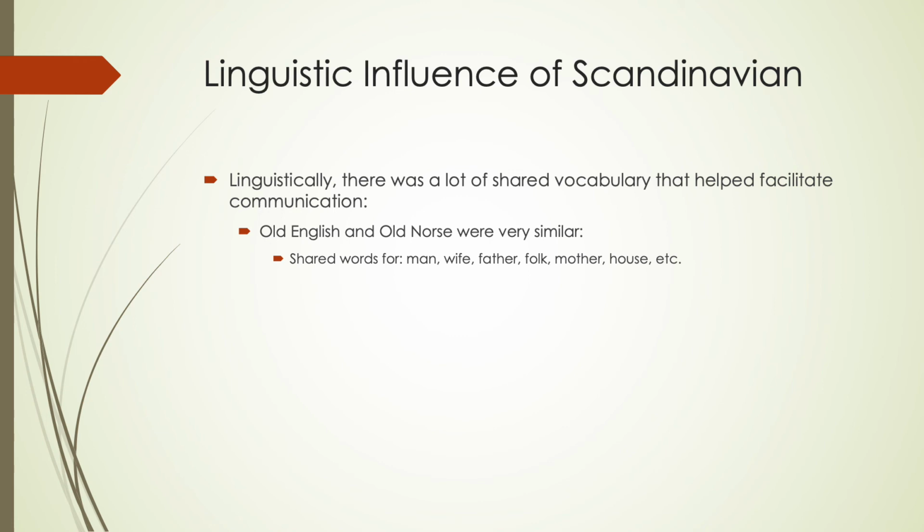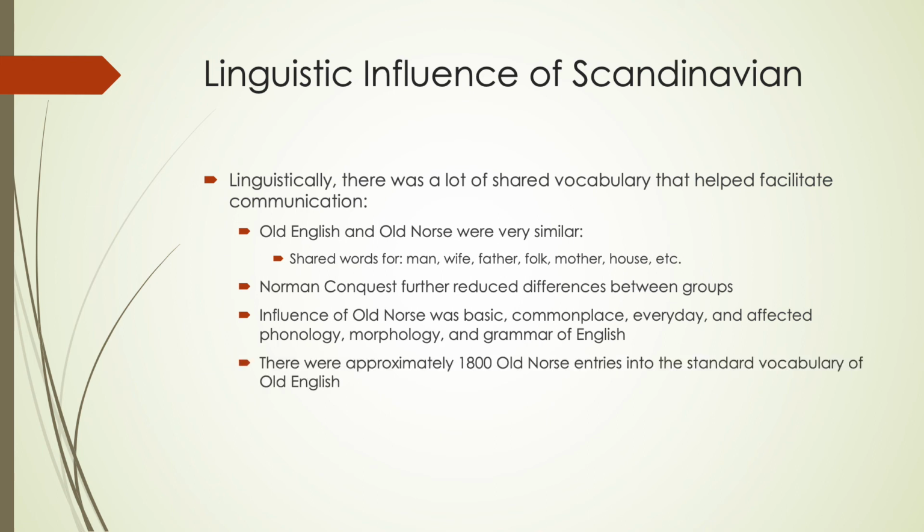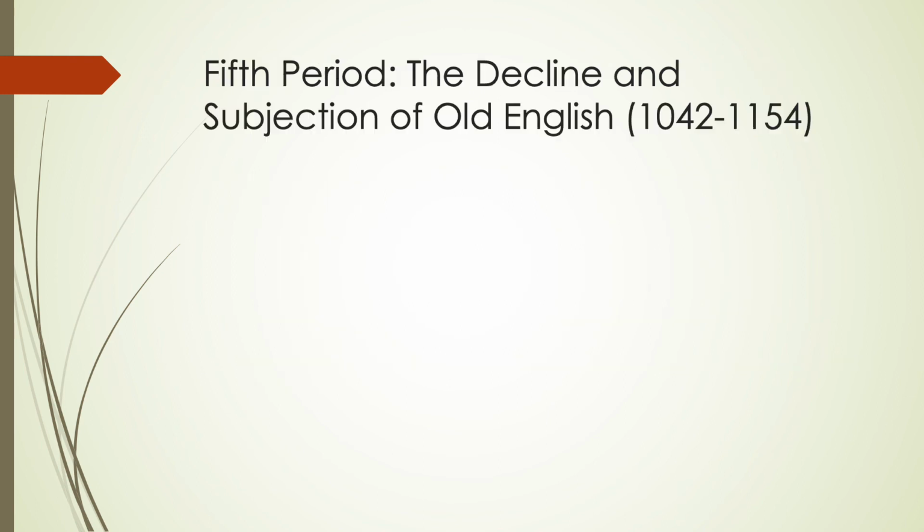Eventually, when the Norman conquest takes place towards the end of the Old English period, this further reduces the difference between the English and the Norse and Scandinavian groups, because they have the influence of these French groups coming in. And so the influence of Old Norse was typically in very basic and commonplace everyday kinds of language. So this influenced our phonology, it influenced our morphology, it influenced our grammar as well. And there were about 1,800 words from Old Norse that entered into our standard Old English vocabulary.